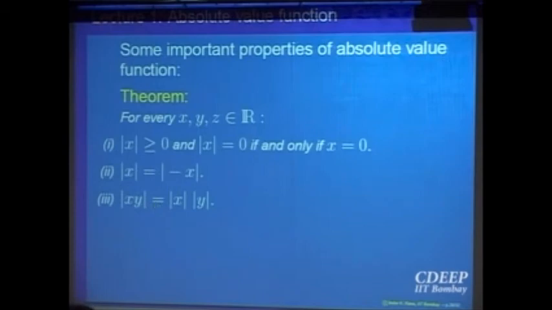How will you try proving it? If I give you an exercise, prove that the absolute value of xy is equal to the absolute value of x times the absolute value of y, how will you prove it? How will you start thinking? Yes? What will be your first step?